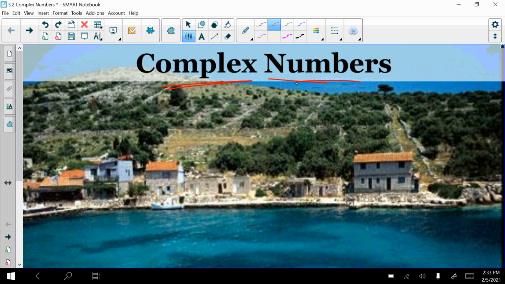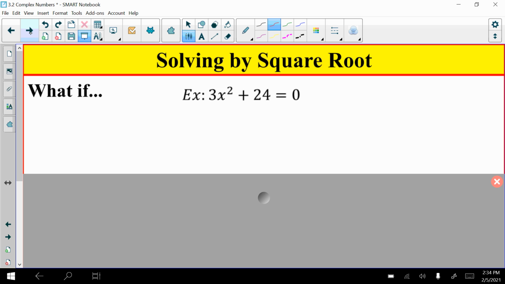Remember, in this unit, we've been talking about solving quadratic equations. That's still the focus. Complex numbers are going to have a part to play in that. We need to take a moment to think about these things and talk about them before we can continue solving quadratics. So let me just show you what a complex number is.